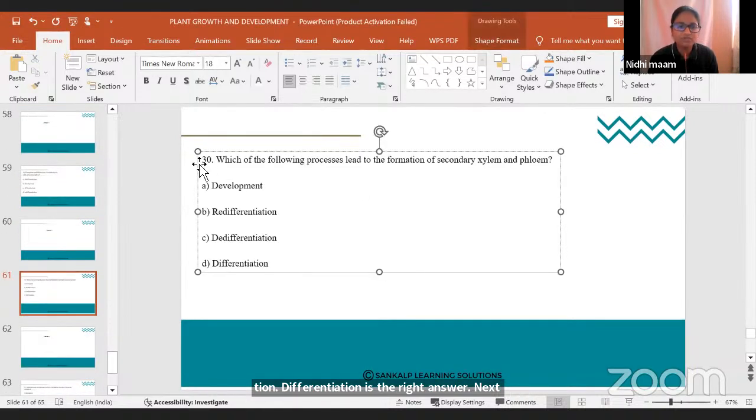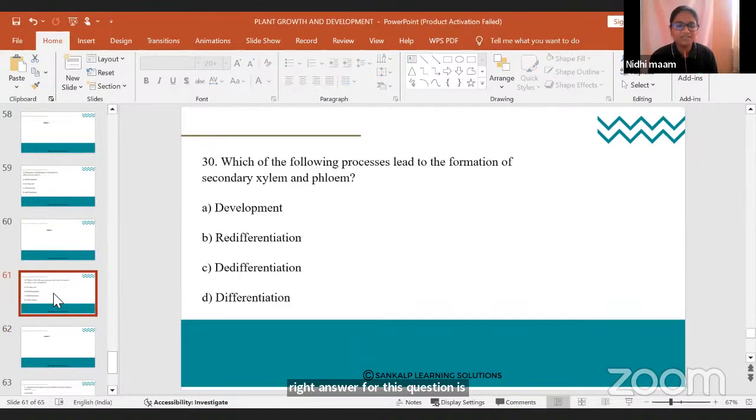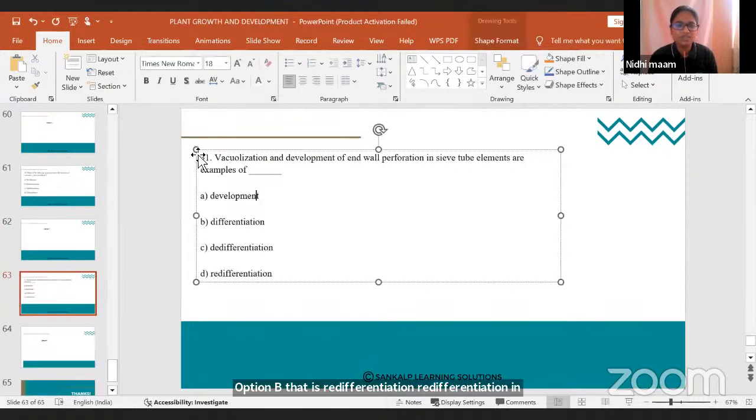Next question. Which of the following processes lead to the formation of secondary xylem and phloem? A is development, B is re-differentiation, C is de-differentiation, D is differentiation. So the right answer for this question is option B, that is re-differentiation.